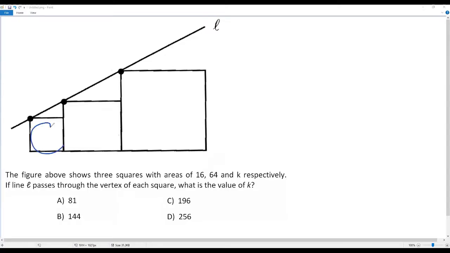Okay, the area of the first square, the smallest square, is 16. Let me write it. And the area of this second square is 64. Let me write it. And the area of this square is k.